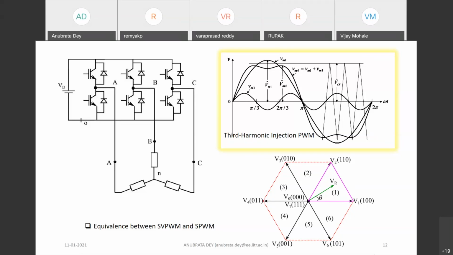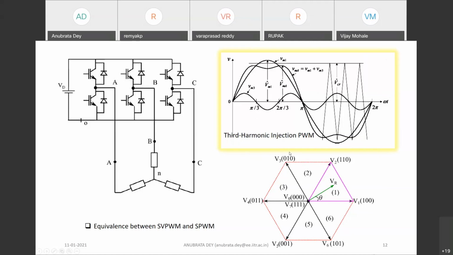You are not increasing the VDC value, still you are able to extract the maximum amount of magnitude in the phase voltage. You can always compare this SPWM technique, or sinusoidal triangular comparison method, with space vector methods. There is always an equivalence between these two, and I will talk about this equivalence in the next slide. These are not very different from each other.